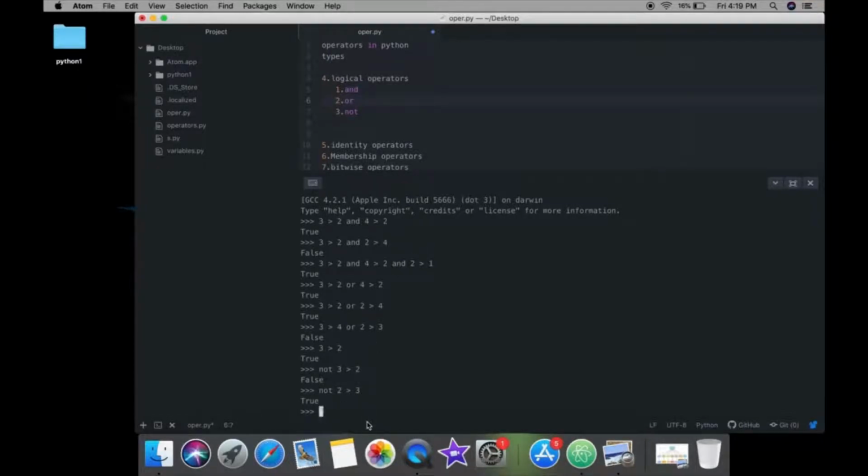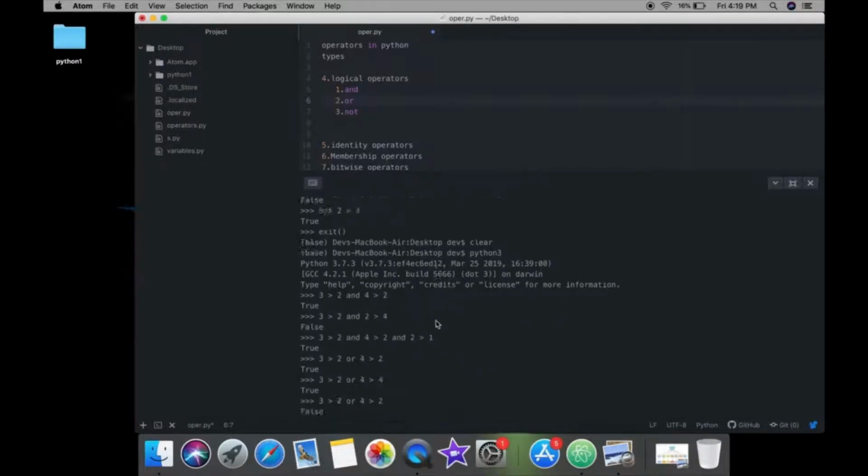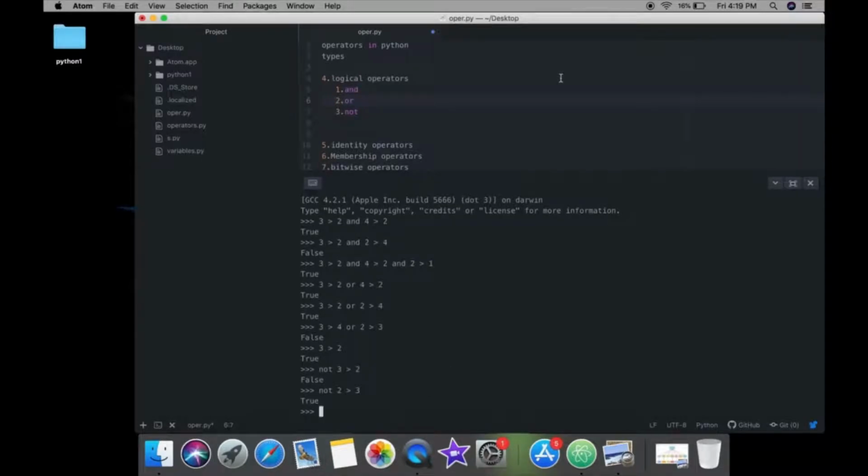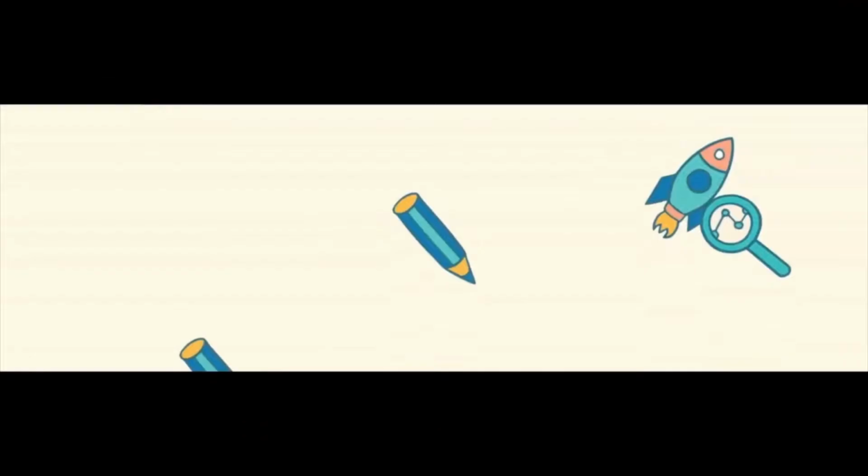I hope you understand these three operators, and they are very easy to understand also, and these examples are enough to understand them. So we are done with the logical operators also, now we are left with 3. So thanks for watching, and I will see you in the next video.